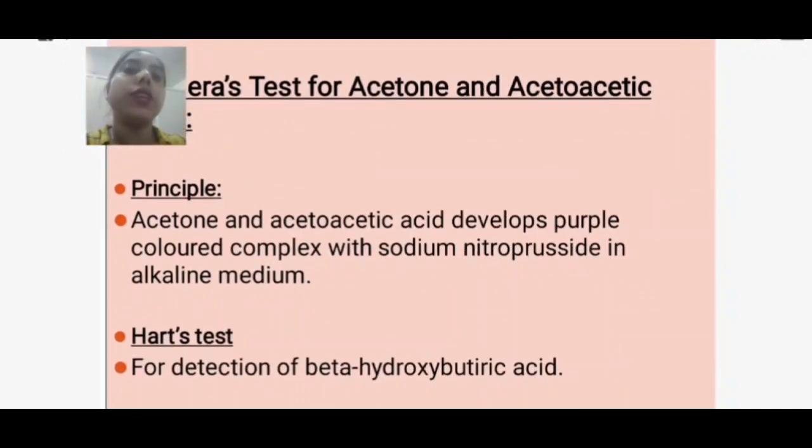For the detection of ketonuria, we have tests. The method is Rothera's test for acetone and acetoacetic acid. The principle is that acetone and acetoacetic acid develop a purple colored complex with sodium nitroprusside in alkaline medium. Then there is Hart's test for the detection of beta hydroxybutyric acid.